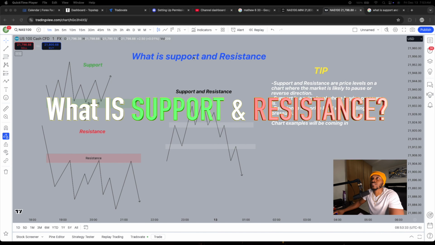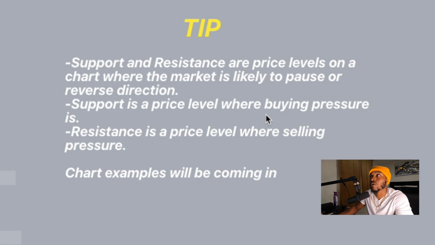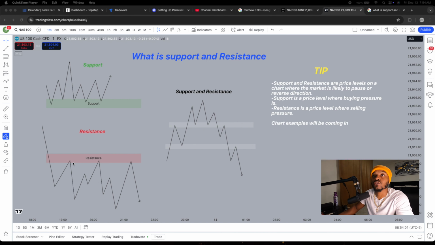All right, let's get right into it. So what is support and resistance? Support and resistance are price levels on a chart where the market is likely to pause or reverse direction. Support is a price level where there is buying pressure, and resistance is a price level where there is selling pressure. So I have these two examples of support and resistance right here.